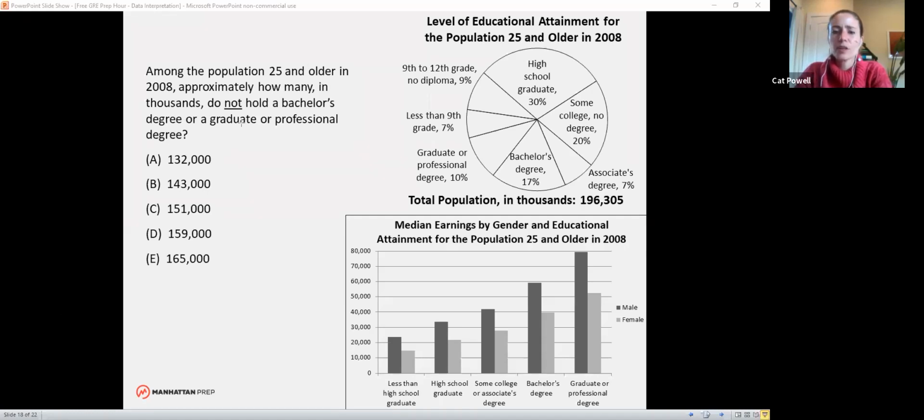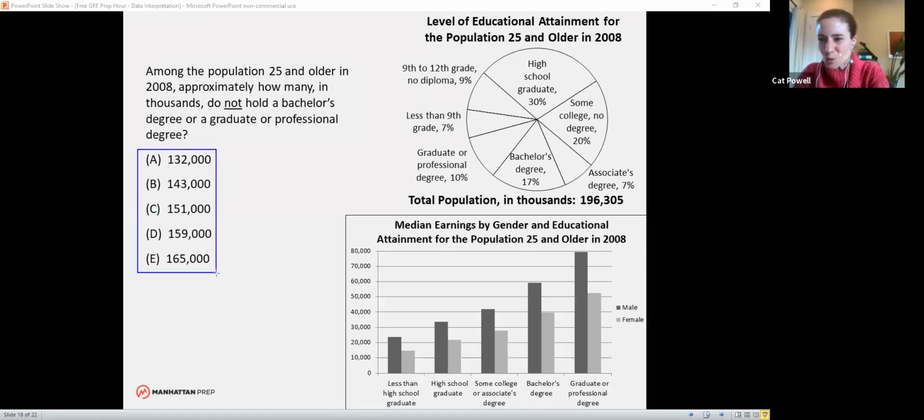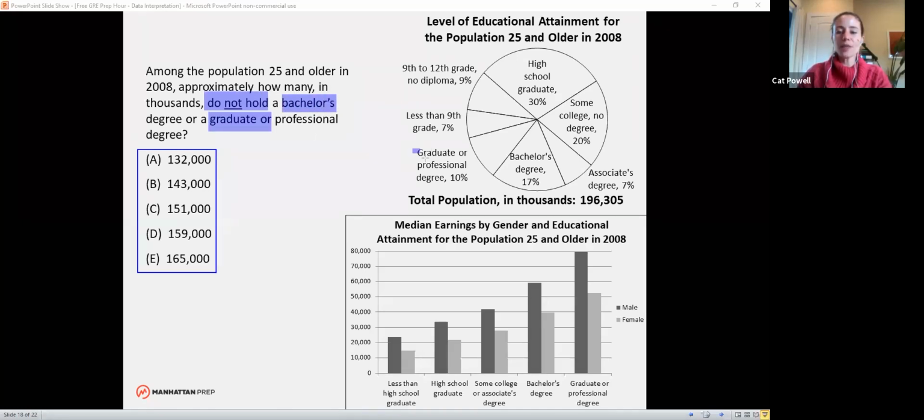If I look at the answer choices, they're not super, super close together, but they're not that spread out. I could do it without a calculator. I could estimate, but I'm not going to be able to do a really, really loose estimation. So, all right. I look at my question and I see the really important thing here: do not hold a bachelor's or a graduate degree. So I'm looking for everything except these two categories. So I'm looking for all of the rest of this circle.